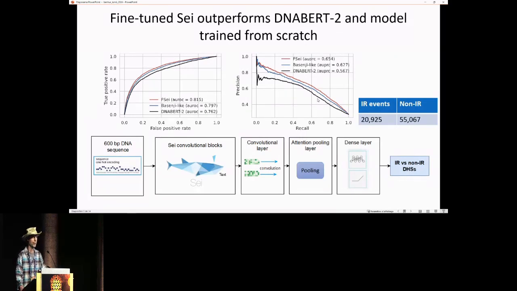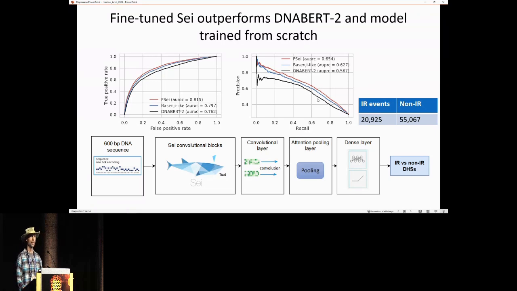And what we're seeing in these ROC and precision recall curves is that the fine-tuned SAY model, whose architecture is shown in that figure, performs better than a Basenji-like model or a simplified version thereof, which both perform better than using the representations generated by DNA BERT2, where for DNA BERT2 we used a similar architecture to what we used for SAY. And so, okay, that's good news.